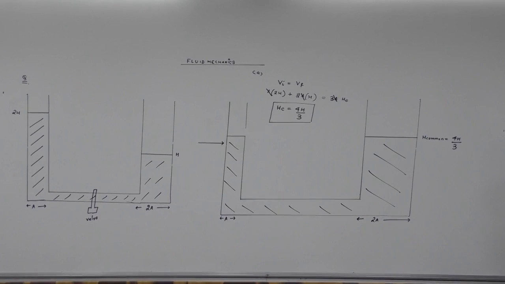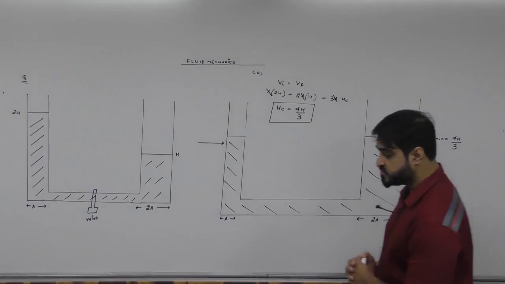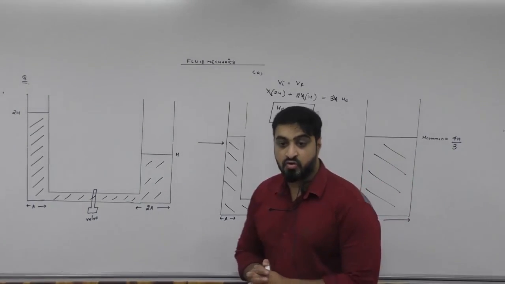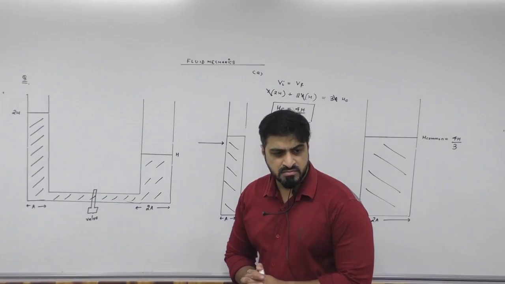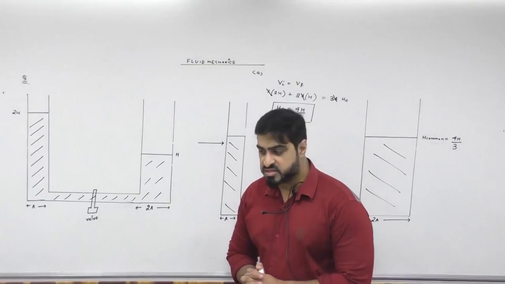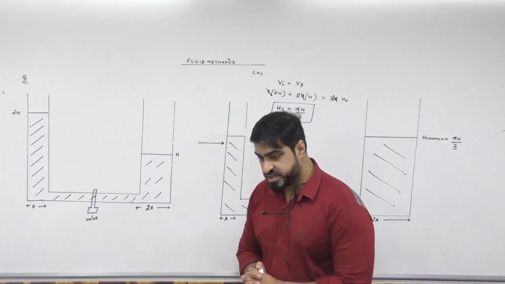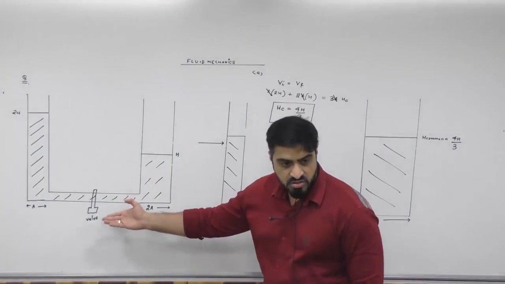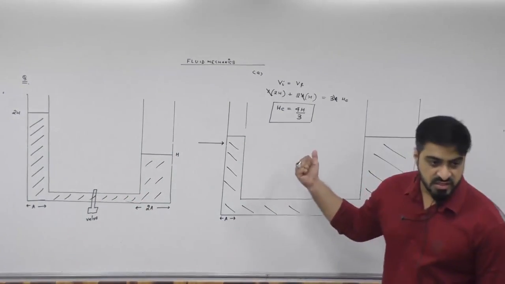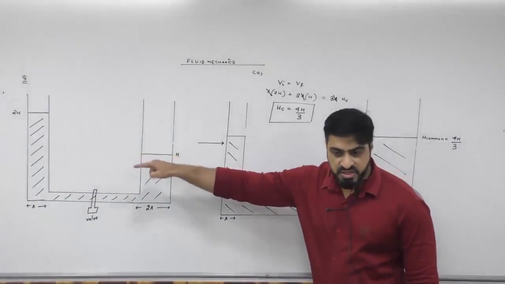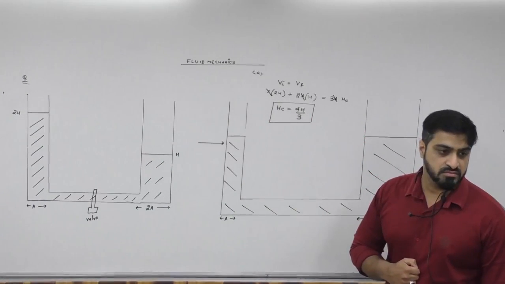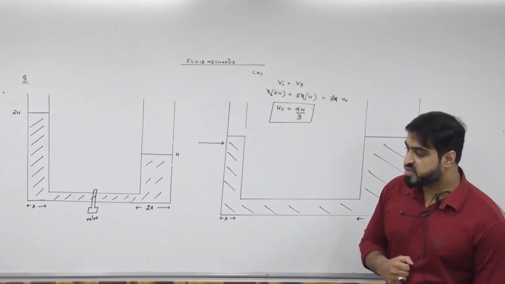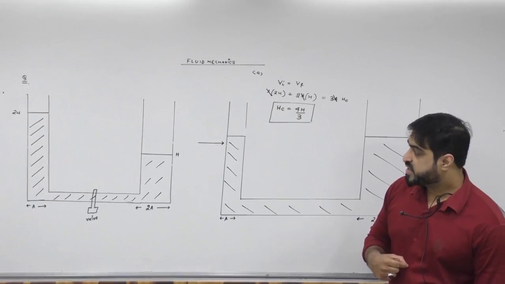ठीक है? Now we need to find second part. How much is the change in the potential energy? There is loss in the gravitational potential energy. Means initial is more, final is less, and the change will be potential energy initial minus potential energy final. What is the formula for potential energy? mgh.